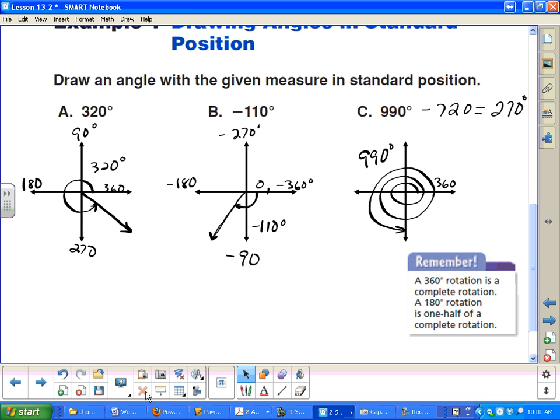So the other thing you could do is just keep subtracting 360 degrees until you get to a number between 0 and 360. Okay. Right.